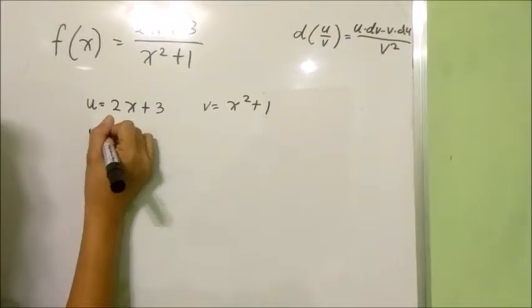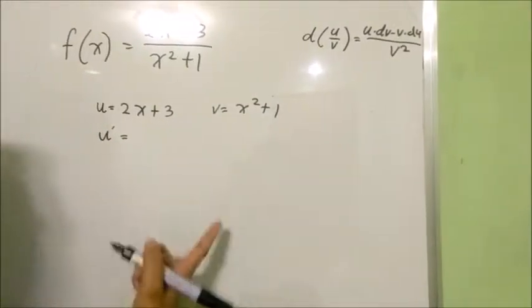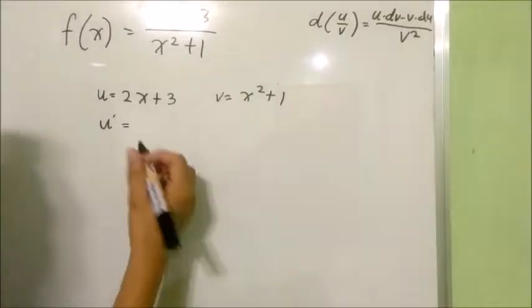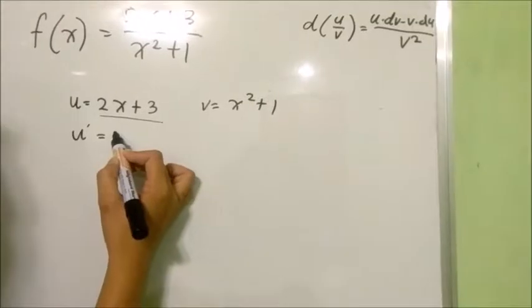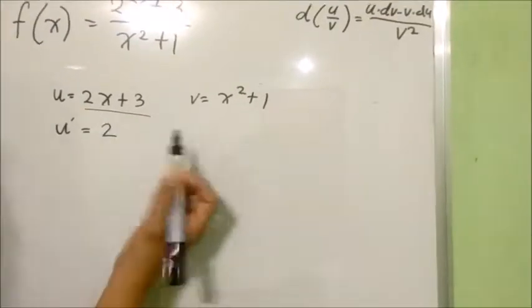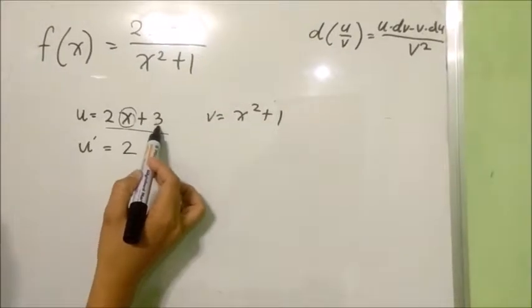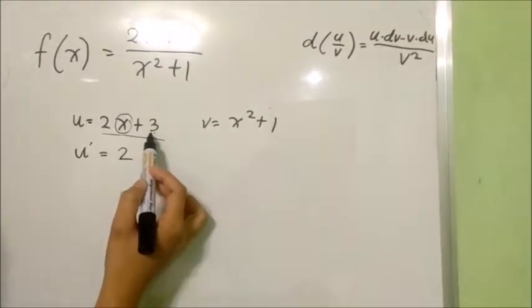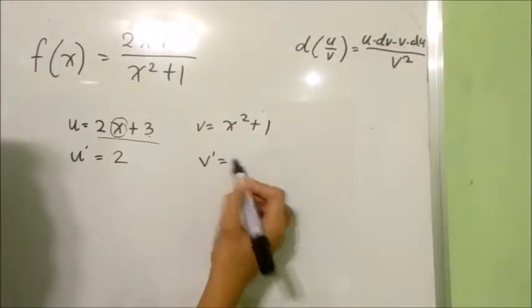Now to find the derivative of u, we will just apply the rules that we have learned a while ago. So the derivative of 2x plus 3 is automatically 2. Why? Because the derivative of x is just 1 and the derivative of 3 is just 0, because 3 is a constant.